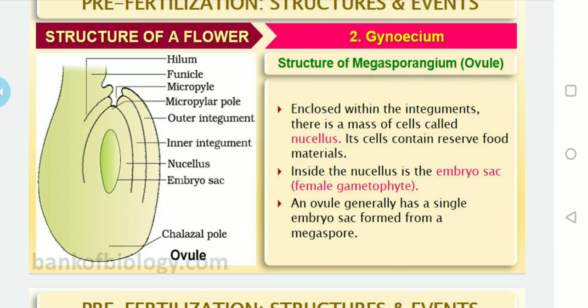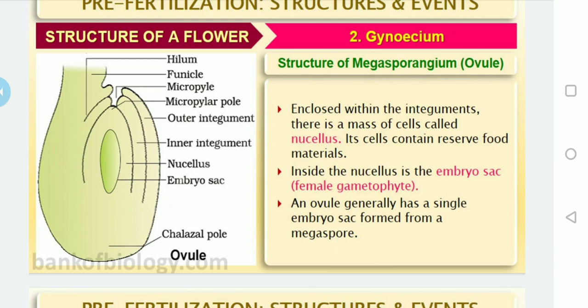What is this? Enclosed within the integuments there is a mass of cells called the nucellus. The nucellus is a nourishing tissue of the ovule found between the integuments and the embryo sac. The cells of the nucellus have abundant reserve food material which provides nourishment. They can ask as a question: what is the role of the nucellus? It is a nourishing tissue of the ovule.